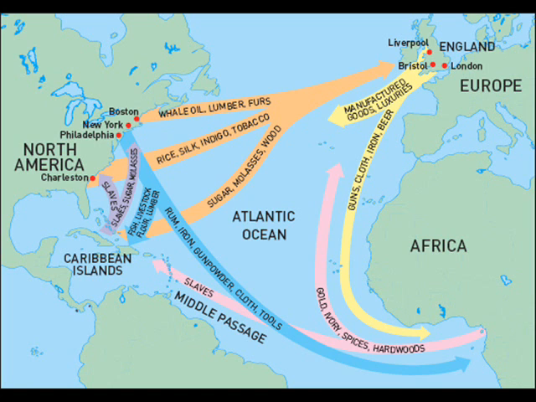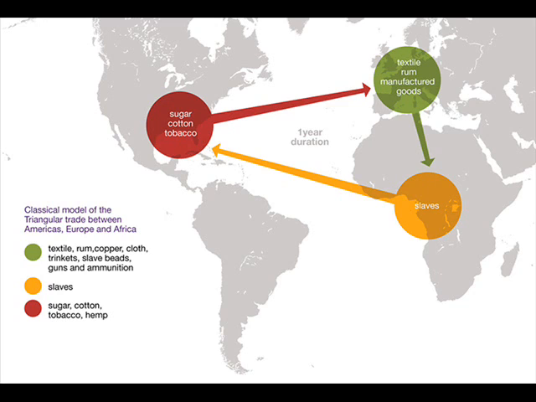These trade patterns frequently included the infamous Middle Passage, in which slaves were traded from Africa to the Caribbean. In another graphic illustrating triangular trade, products are shown moving between Europe, Africa, and the Western Hemisphere.